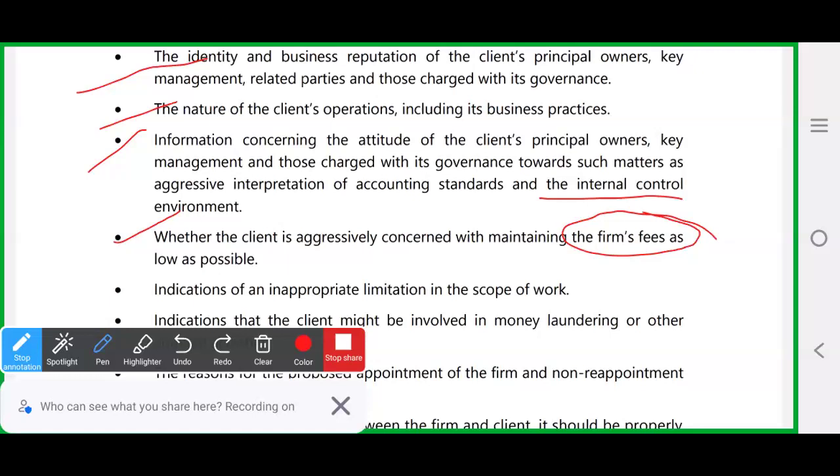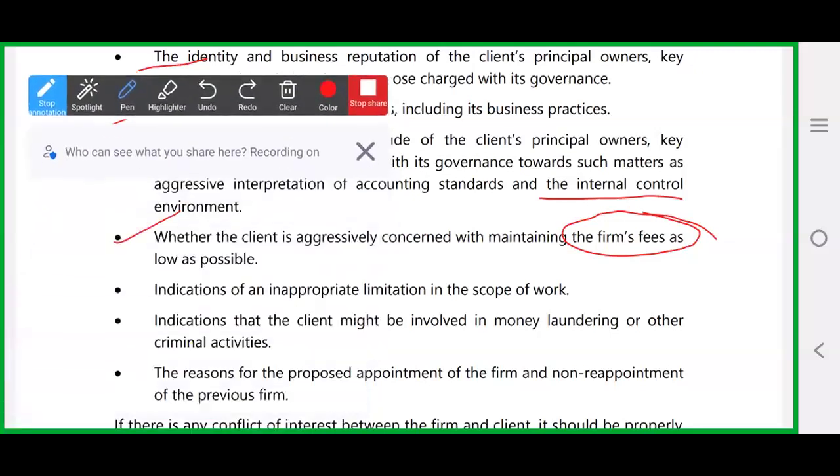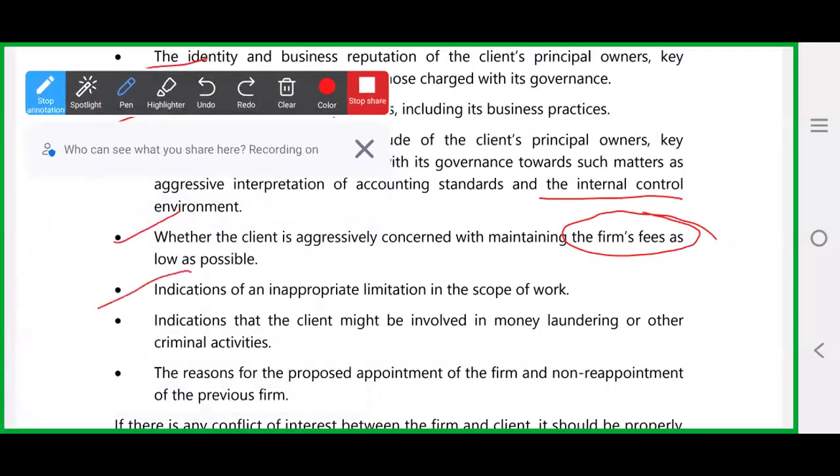So in this matter, quality can be compromised. Indication of an inappropriate limitation in the scope of work, this is again a restriction. Indication that a client may be involved in money laundering or criminal activity. This is again a no-no.